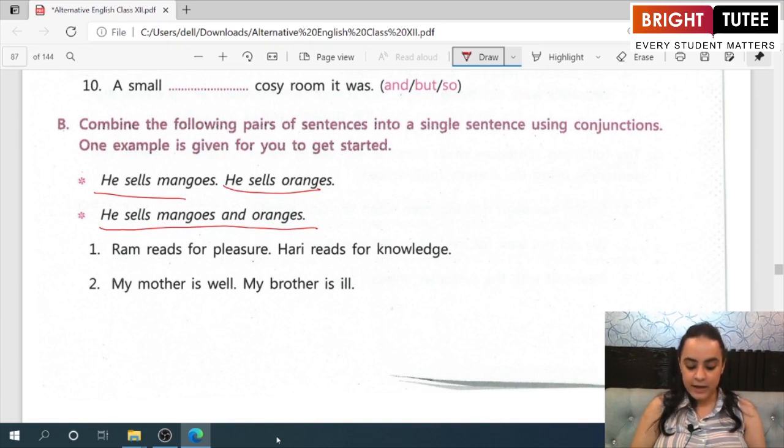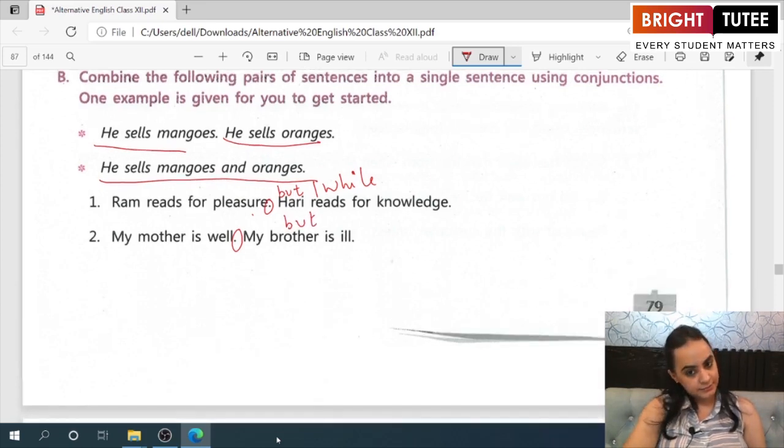Ram reads for pleasure, Harry reads for knowledge. So Ram reads for pleasure, but, or while, Harry reads for knowledge. My mother is well, my brother is ill. So my mother is well, but my brother is ill.